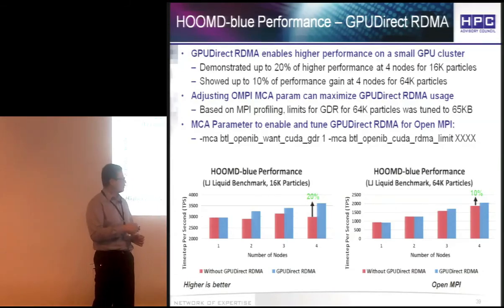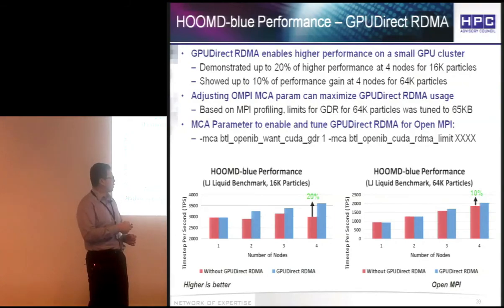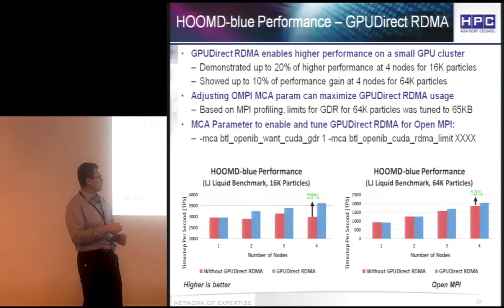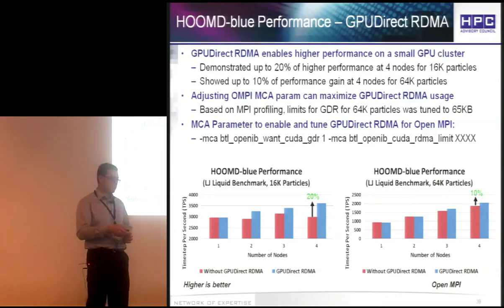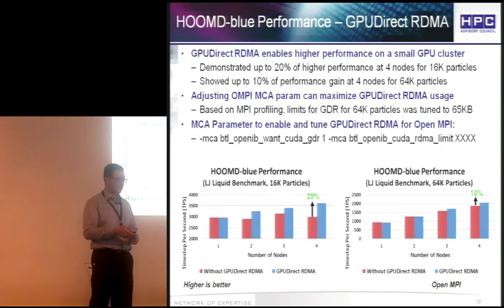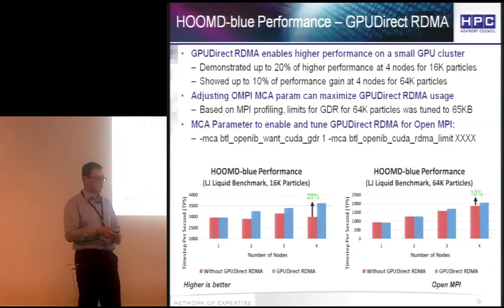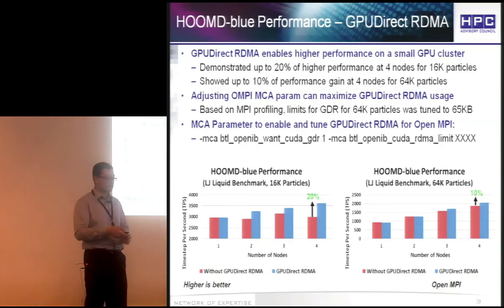If I run a larger particle size case, the scaling would actually happen, but with GPUDirect, I'm able to see much better performance as well, up to about 10% at 4 nodes. This was done with OpenMPI for this case.